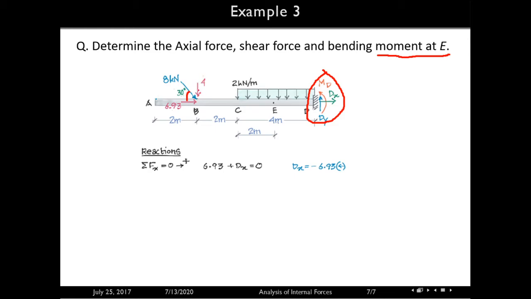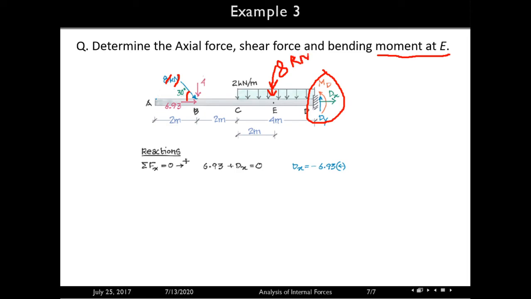The vertical component will be the sine component, so this vertical component will be 8 sine 30, which is 4. So from here we are replacing the inclined load with 2 components, and now we can see here a uniformly distributed load along a length of 4 meter. So in total this load will be 2 into 4, which will be acting just at the middle portion of this uniformly distributed load. So total load will be 2 into 4, which is 8 kilonewton.